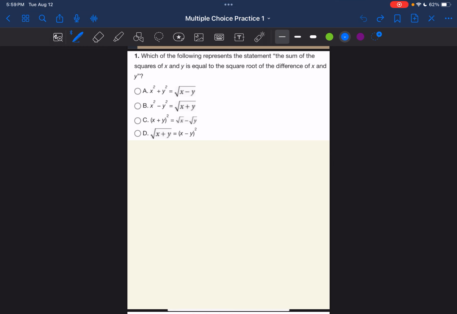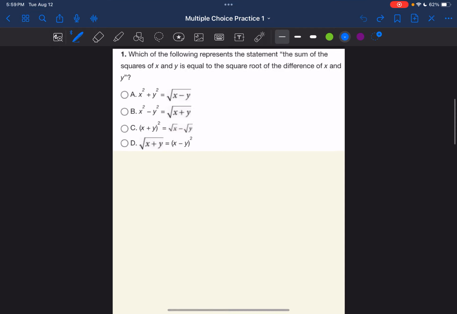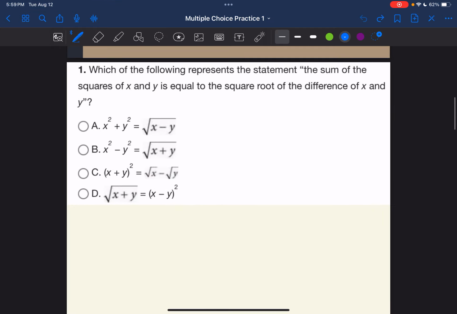Question 1 reads, which of the following represents the statement, the sum of the squares of x and y is equal to the square root of the difference of x and y? Let me zoom in a little bit, just using GoodNotes here. This is a very wordy problem, and we can see that we're supposed to transform the statement they have provided us into a mathematical equation, looking at answer choices A, B, C, and D.